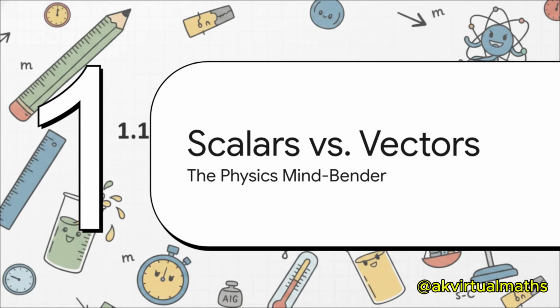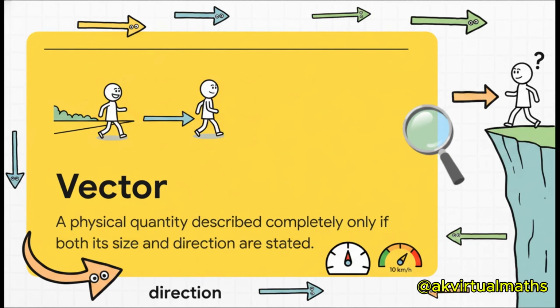Let's dive into Section 4, Scalars versus Vectors, the physics mindbender. Okay, so this is absolutely crucial. This is one of the most vital rules of the universe. A vector is a physical quantity that requires both its size, which we actually call magnitude in physics, and its direction to be completely described.